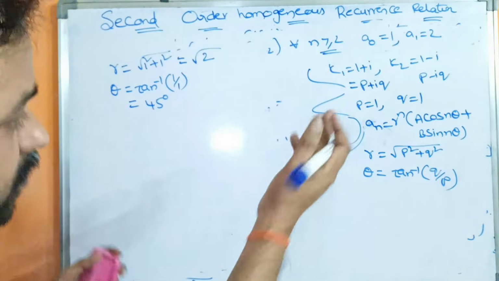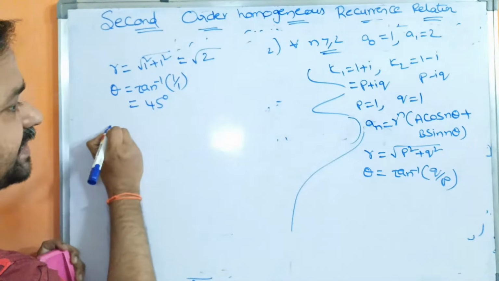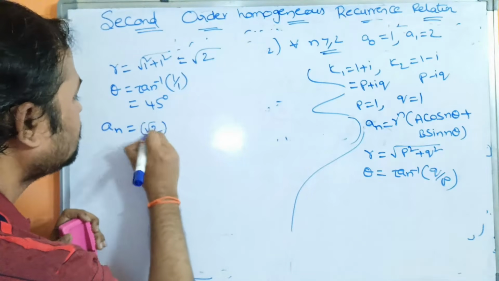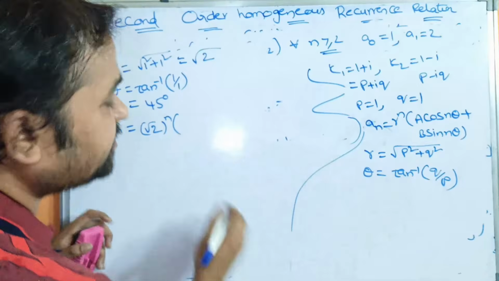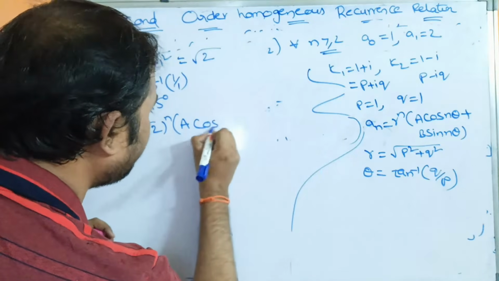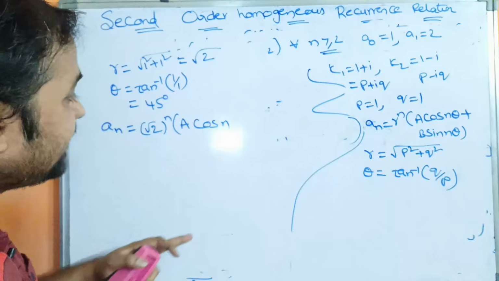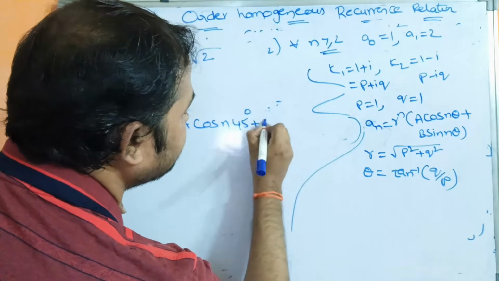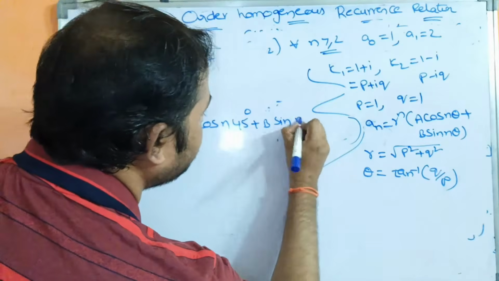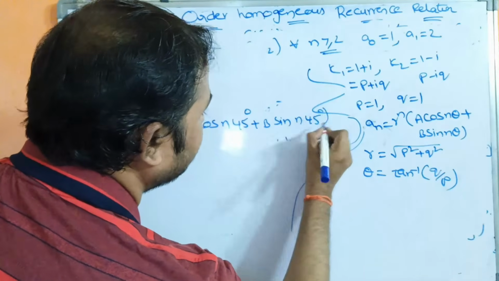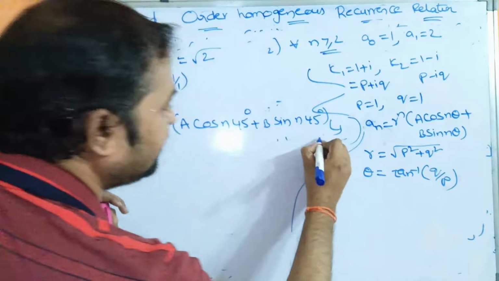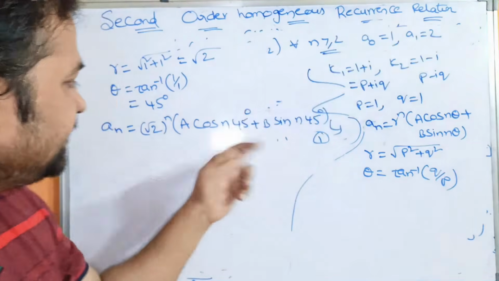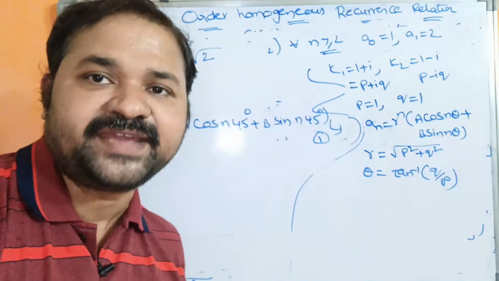Now let us substitute all these values in a_n. a_n is equal to root 2 power n, into A cos n theta, where theta is 45 degrees, plus B sin n theta, where theta is 45 degrees. Here this is the general solution. Let this be equation 1. Now we have to substitute the initial conditions in this equation in order to obtain A and B values.